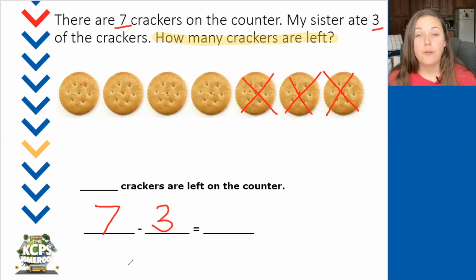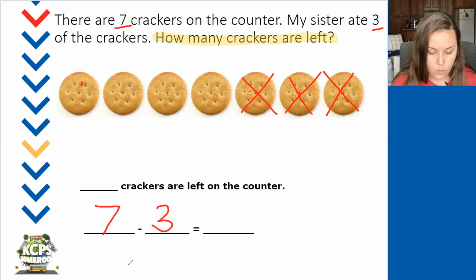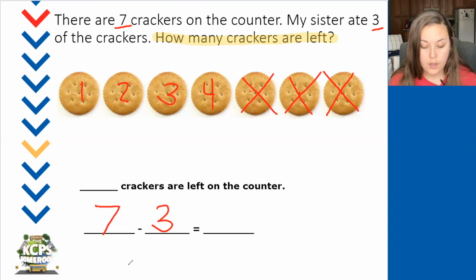Now we have to count how many are left. So look back at our model. How many crackers do not have X's? Let's count them together. I see 1, 2, 3, 4. So that must mean that 7 minus 3 is 4.